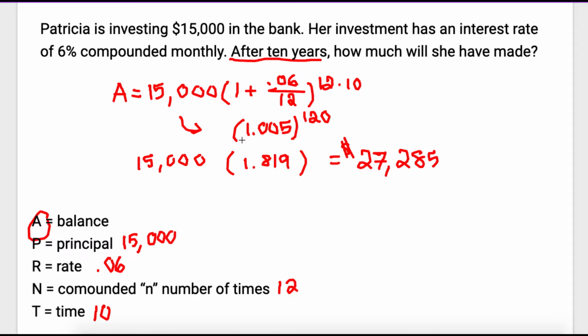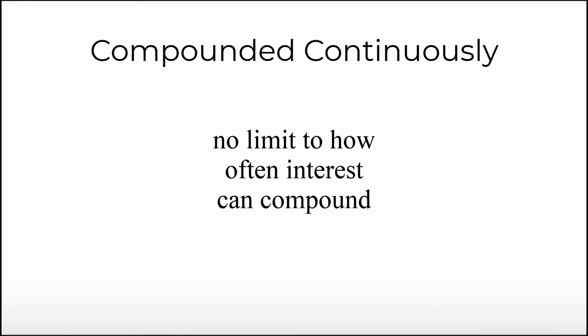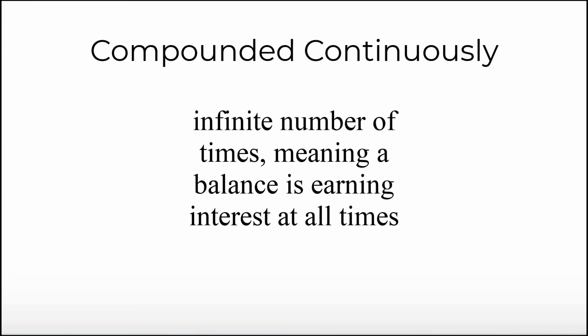Now that was just one way we could use the compound interest formula. Like I said before, you can also compound continuously. To be compounded continuously means that there is no limit to how often interest can compound. Compounding continuously can occur an infinite number of times, meaning a balance is earning interest at all times. The formula for this would be A of T is equal to P times e raised to the r times t. A shorter way to say this is Pert.